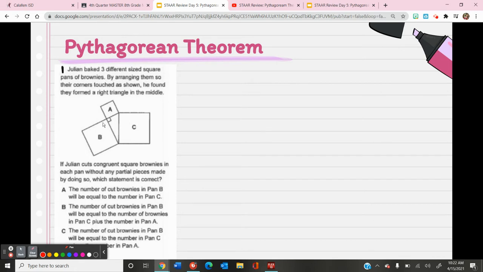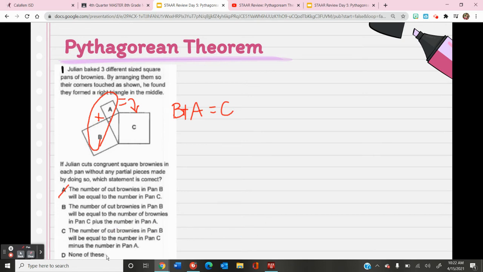So for this, we want to add the area of our smaller pans, and it would equal the area of our biggest pan. So this means that B plus A equals C. Looking at our answer choices, it says the number of cut brownies in pan B will be equal to the number in pan C. That's not true, because in order for it to equal pan C, you still have to add the area of pan A. So A is not true.